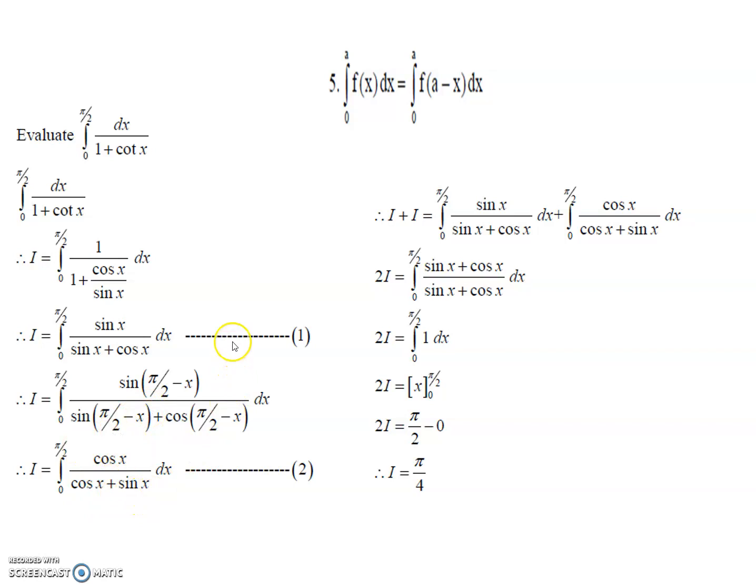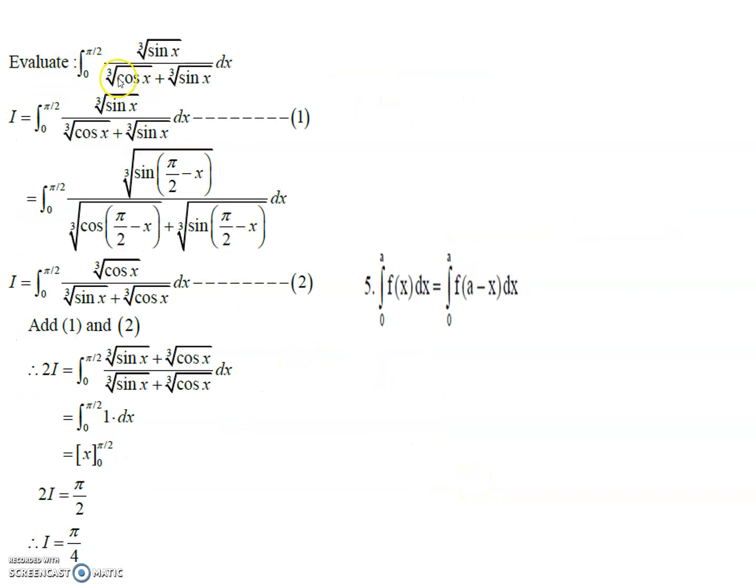Adding equation 1 and 2 we derive I plus I is equal to integral 0 to pi by 2 of sin x upon sin x plus cos x dx plus integral 0 to pi by 2 of cos x upon cos x plus sin x dx. Adding, the denominators are the same, so the numerator becomes sin x plus cos x upon the denominator sin x plus cos x. Common term obviously gets cancelled. 2I is equal to integral from 0 to pi by 2 of 1 dx. So 2I is equal to integration of 1, x, lower limit 0, upper limit pi by 2. So pi by 2 minus 0, 2I. So I is equal to pi by 4.